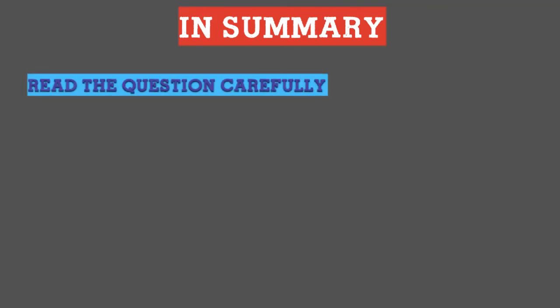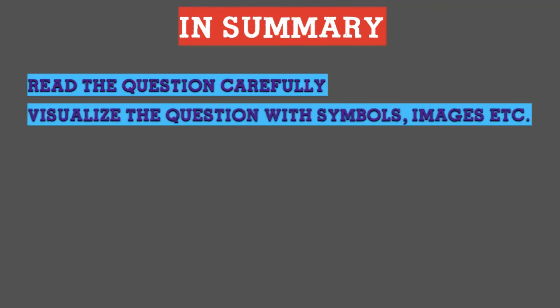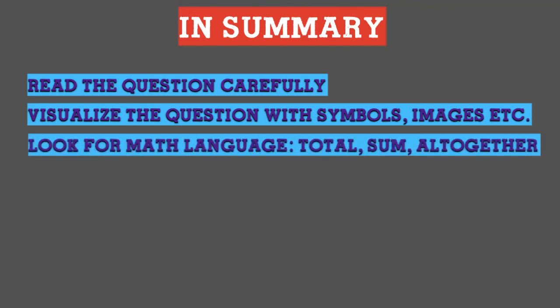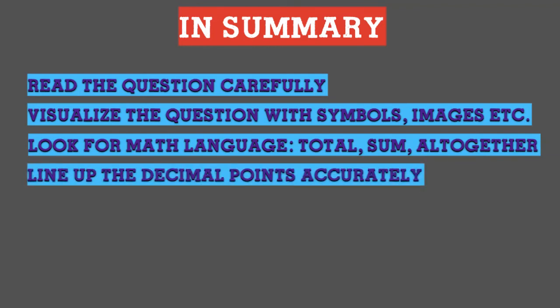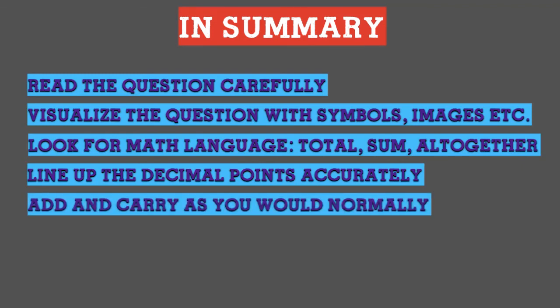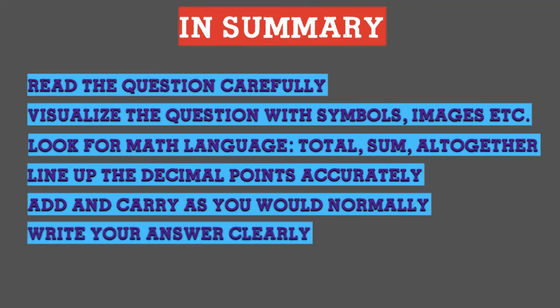So in summary, here is a quick checklist for adding decimals to the hundredths place. Firstly, read the question carefully. Then, visualize the question with symbols or images, etc. Look for the math language: total, sum, altogether. They all mean addition. Line up the decimal points accurately. That's quite important, that part. Add and carry as you would normally. And finally, write your answer clearly. Trust me, your teacher will be so grateful.